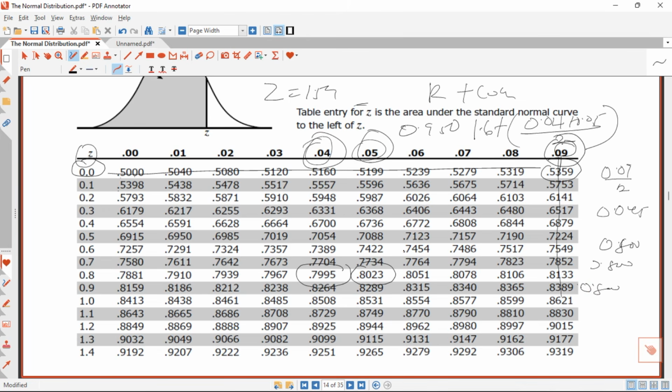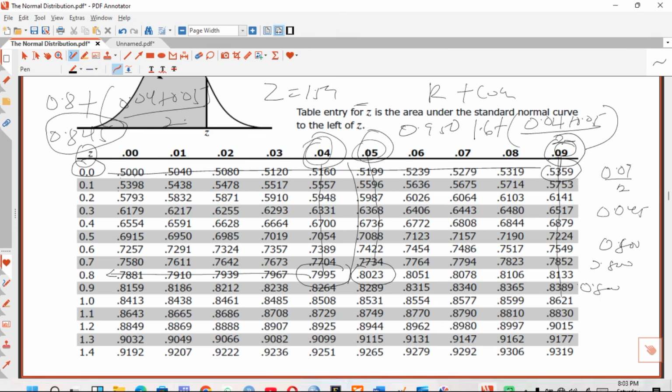So here we are just going to trace to the row side, right, to get 0.8, and then add the column section. For the column section we are getting 0.04 and then 0.05. So here we are going to add this one: 0.04 plus 0.05 divided by 2, right? And then we are going to get 0.845, right? So this will be our z-score for the probability 0.800, right? So let's go to our next question.